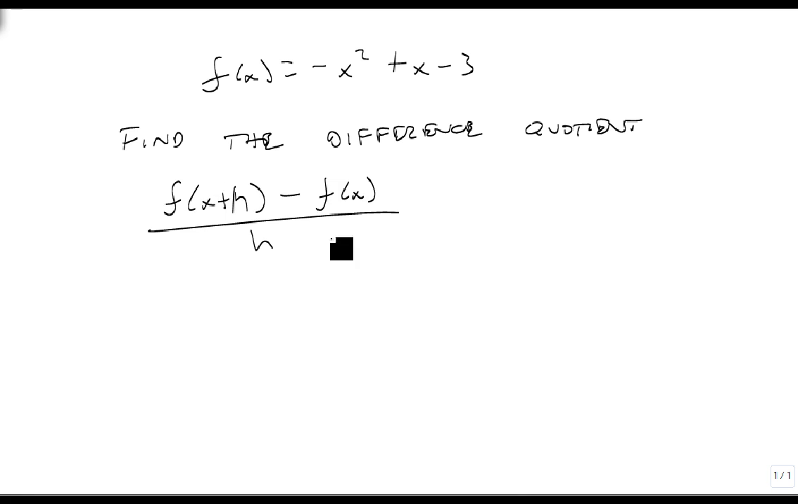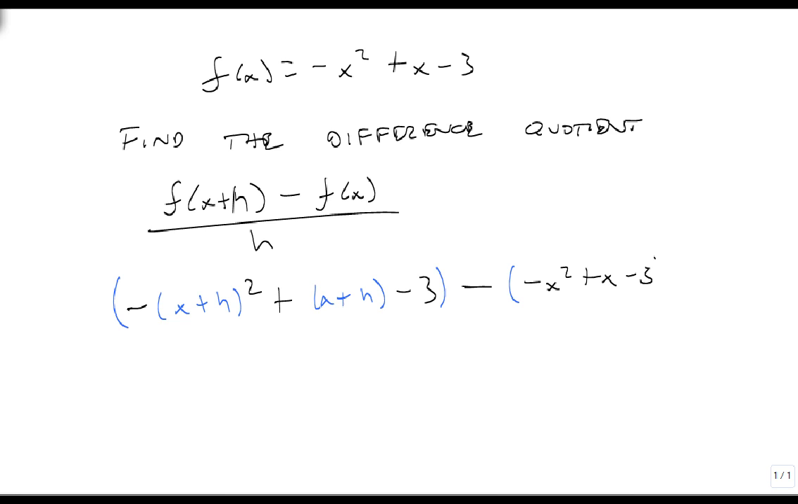Now if we look at this carefully, this means that wherever we see an x, we're going to put in x plus h. So we're going to have minus x plus h squared plus x plus h minus 3, and that's my first term. My second term is simply a minus x squared plus x minus 3, all over h.